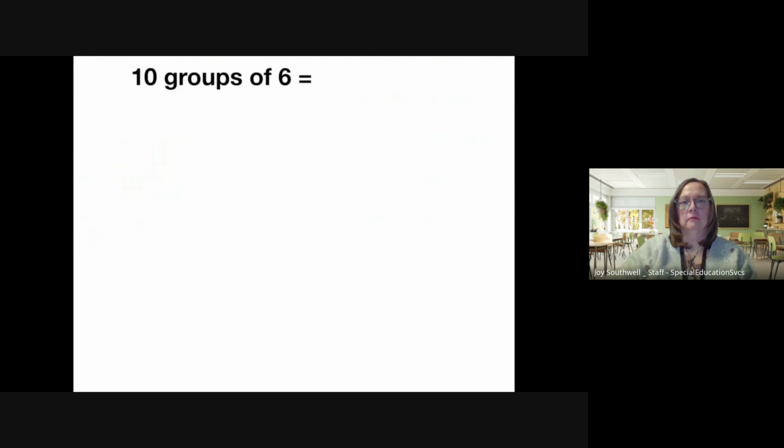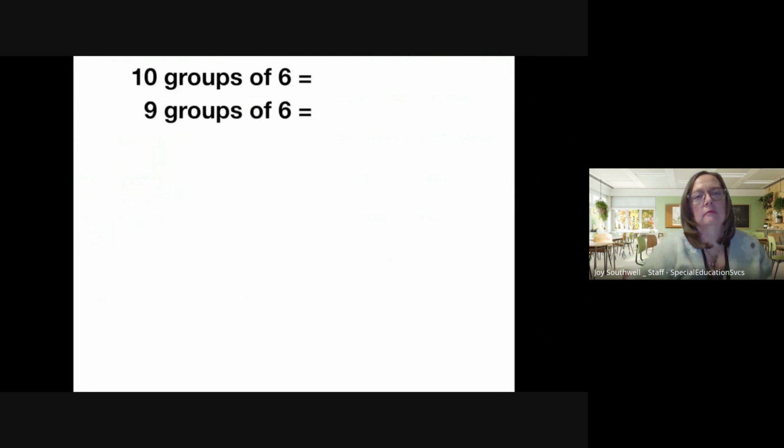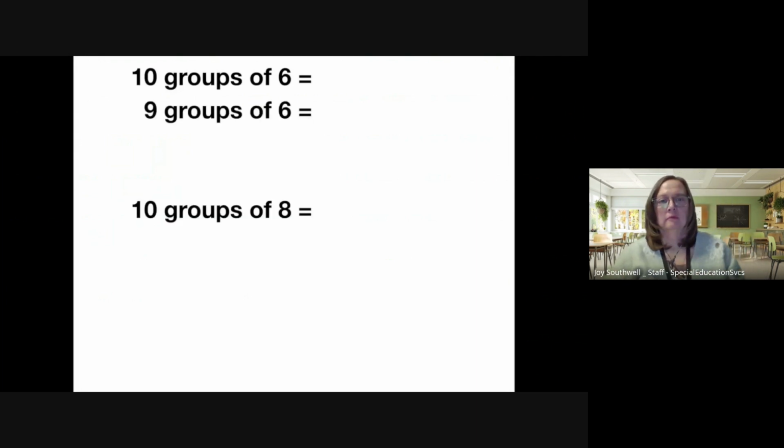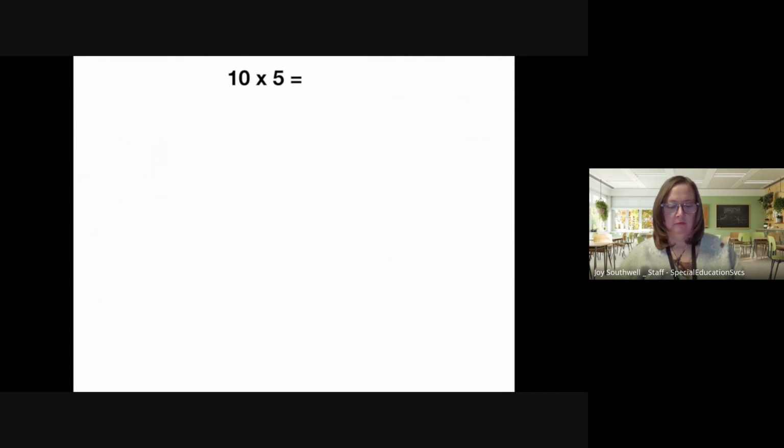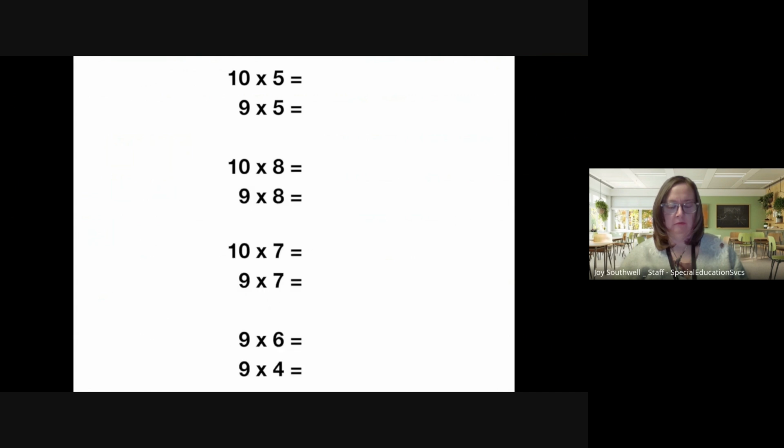And again, it doesn't have to be visual. Here's an example where we kind of write it out in words. I'm still using the groups of to remind them that multiplication means groups of, that I want to elicit that visual that we have used before, that 10 groups of 6 and then 9 groups of 6. And then you can even move into strings that are very abstract, like this one, 10 groups of 5, then 9 groups of 5, and then just show 10 times 5, and then 9 times 5, and then 10 times 8, and then 9 times 8, and you keep going.